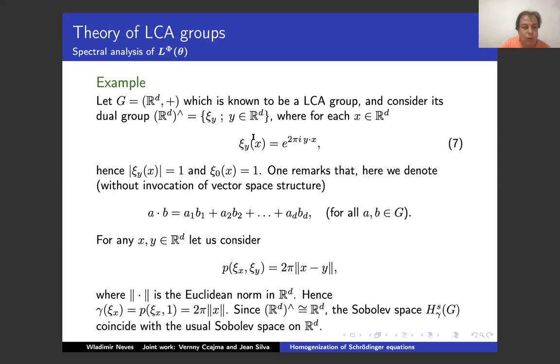An example to recognize soon: if you take G as R^d with the action of the sum, which is known to be a locally compact abelian group, and you consider the dual group of R^d given by these characters, so A_0 of x is just taking y equals 0, so A_0 of x is 1, and we are adopting this notation. So your semi-metric is given this way, where this is the usual Euclidean norm, and then you consider your gamma of x in this way. It appears 2 pi here, but since the dual of R^d is almost R^d, the Sobolev space H^s_gamma(G) coincides with the usual Sobolev space in R^d. And we have other examples in our paper, which is already almost finished. We give the torus and the infinite torus, although two more examples, but we are not going to talk about this here.